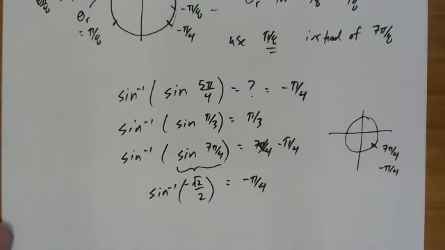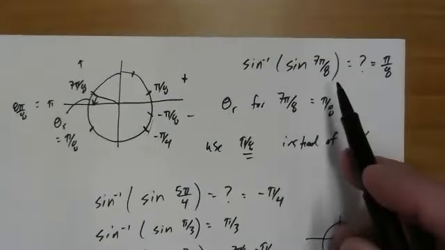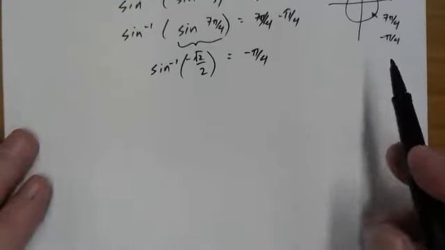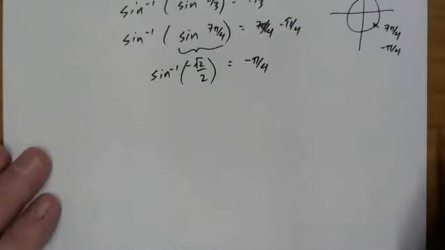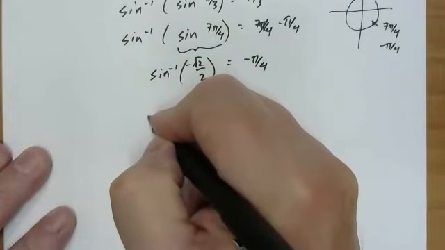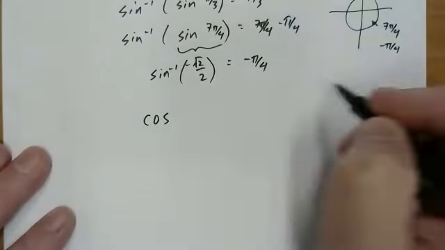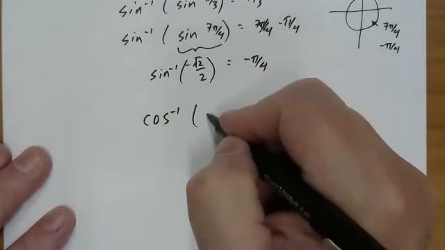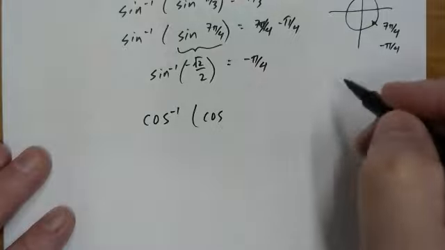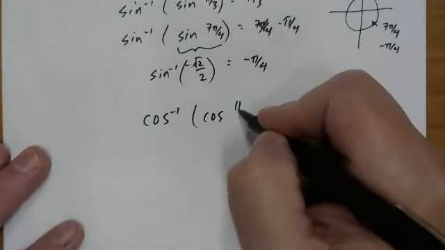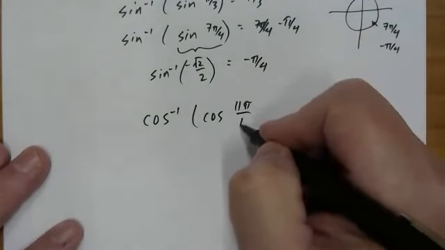So I hope that's clear. These problems can be a little tricky. And on top of that, just to be thorough, things change when you have inverse cosines. So let me just do a couple of these. How about I do inverse cosine, the cosine of, just for fun, I'll say 11 pi over 10.